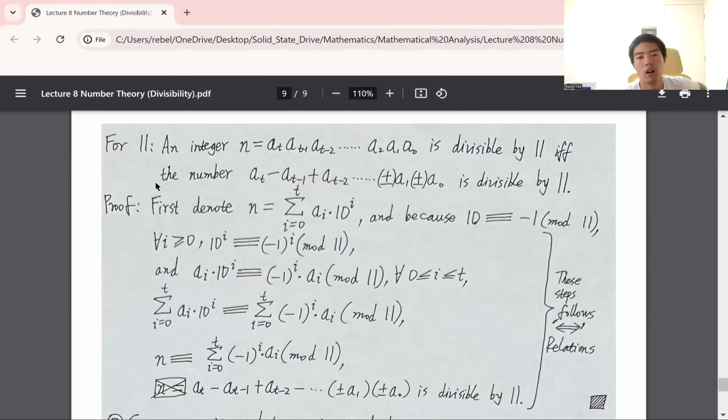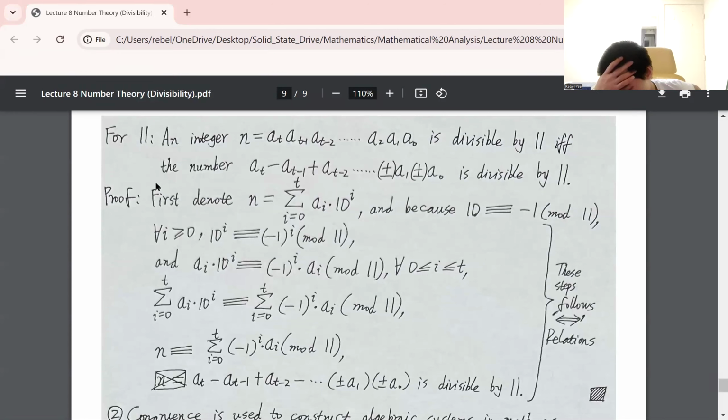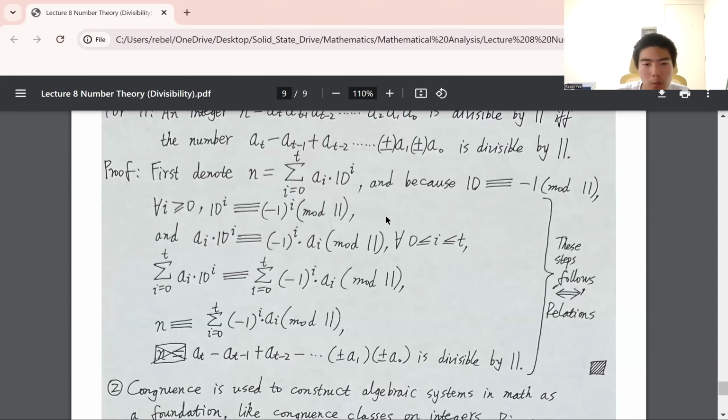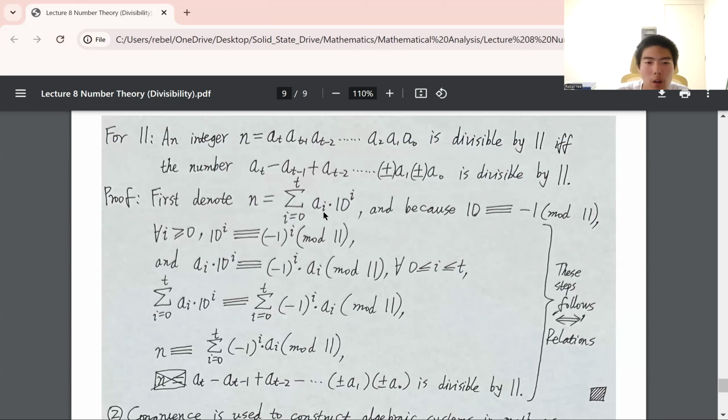Okay, and also for 11, maybe fewer people have heard about it. The characteristic of integers that are divisible by 11 is always stated like that. An integer n with some decimal digits is divisible by 11 if and only if the alternating sum, minus 1 term, plus 1 term, minus 1 term, plus 1 term, is divisible by 11. And this is proved very similarly. We also write n in decimal digit form.